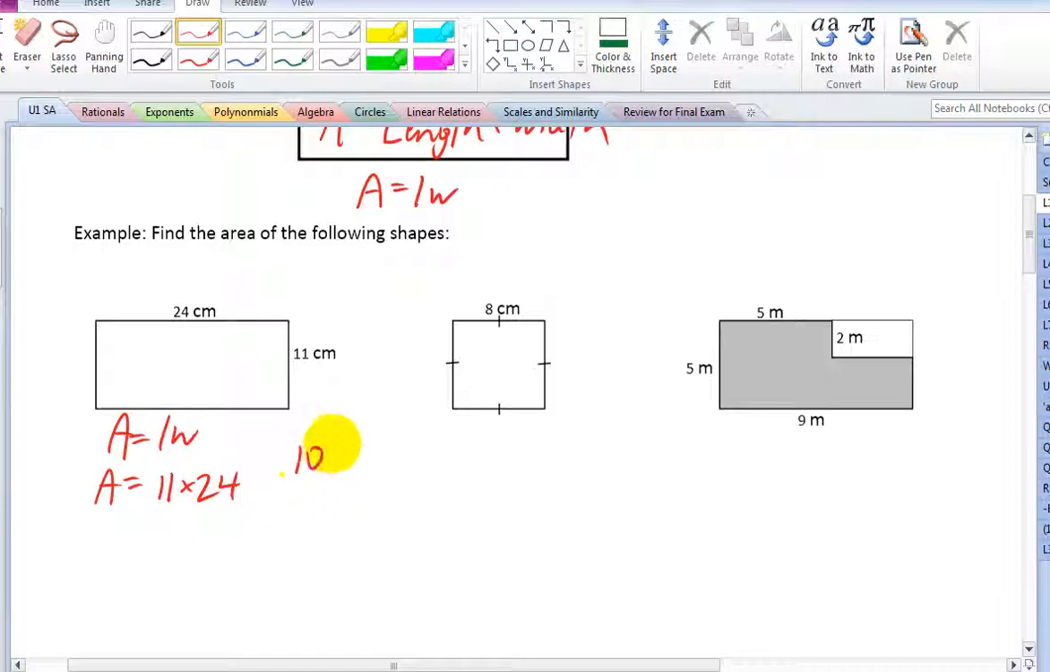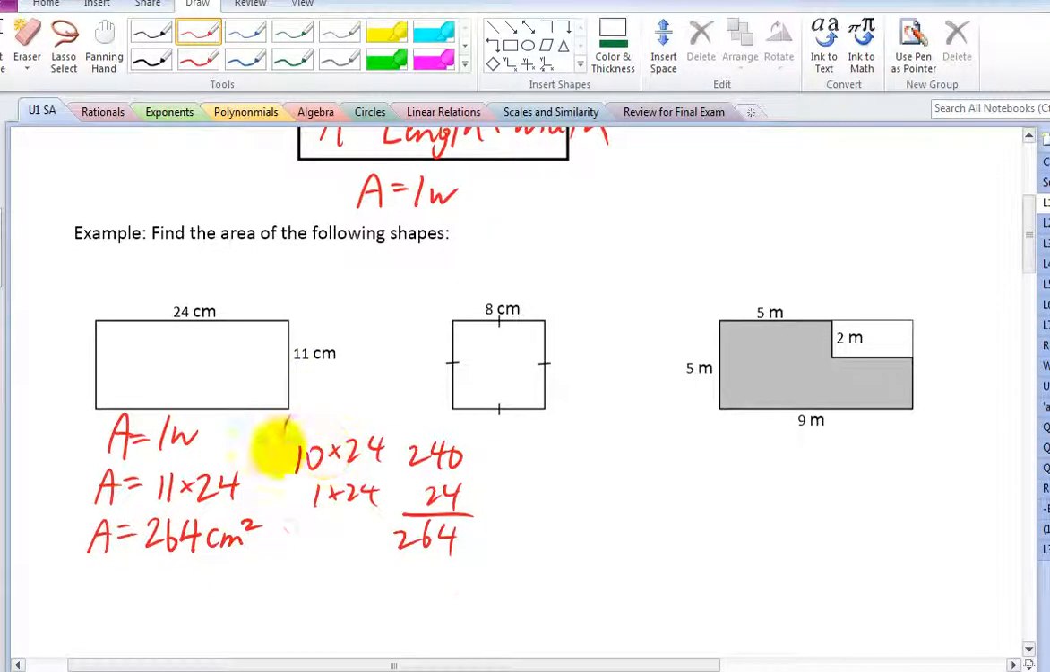So that can be 10 times 24, which is 240, and 1 times 24, which is 24. So altogether, 264. So the area equals 264 centimeters squared. Don't need to write this. That's just what you should be doing in your head to help you. Okay, doing some mental math.